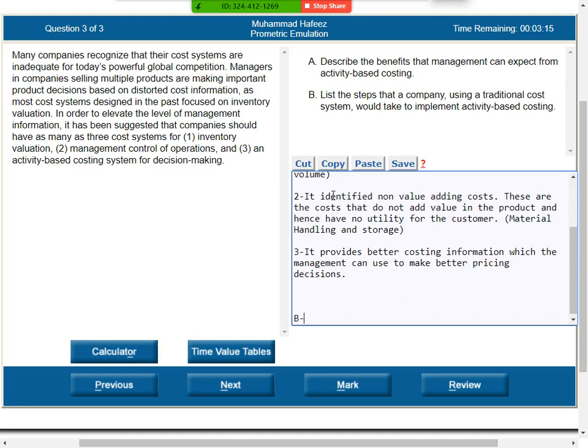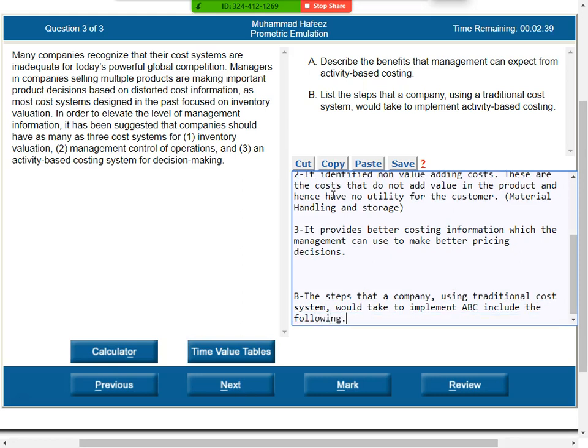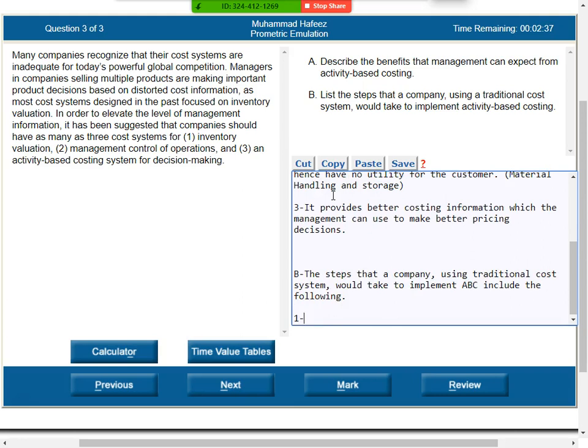B. List the steps that the company using a traditional cost system would take to implement activity-based costing. You don't need to be extensive. The steps that a company using traditional cost system would take to implement ABC include the following. Again, you can give ABC or just asterisk sign or whatever you want to. Okay, here we go.